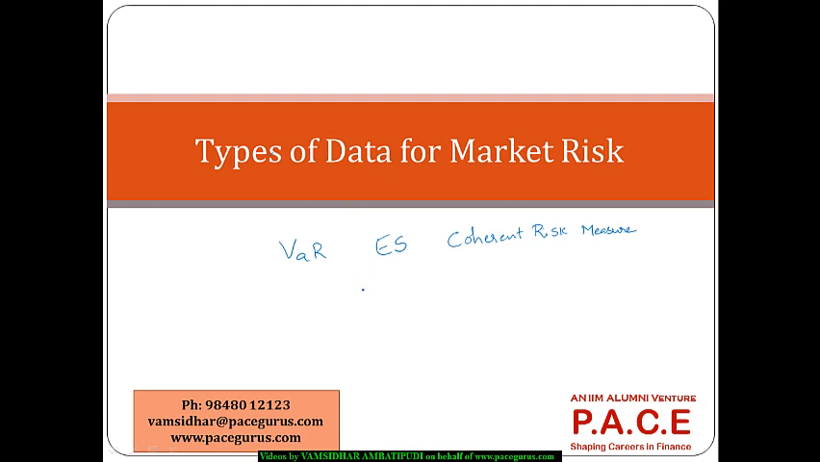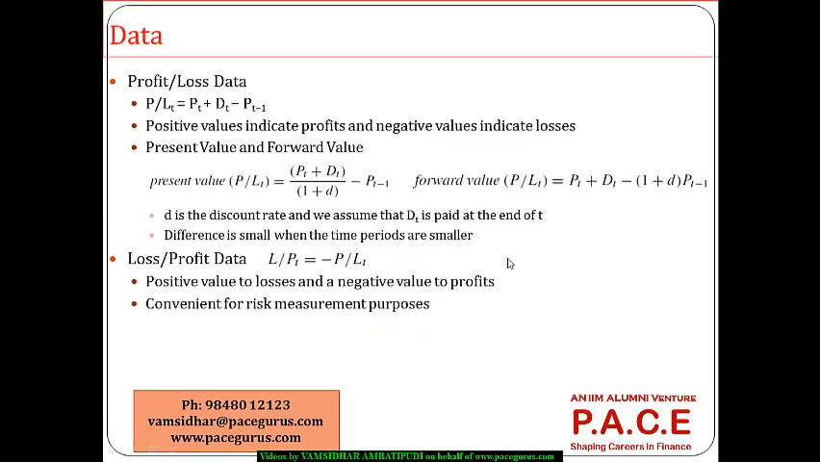What type of data do I need to take? Do I need to take the returns? Do I need to take the profit or loss? How do I really see what are the different forms of data that I have for computation of the various measures of market risk? Now, in that context, I talk about four types of data. We'll try to look at four different types of data.